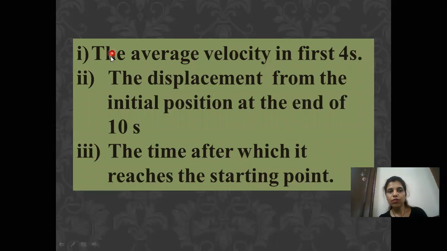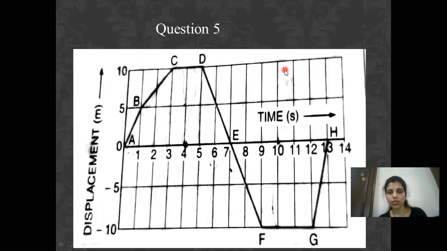If you see, the first question says the average velocity in the first 4 seconds. So the first 4 seconds means from 0, it will start, first 4 seconds, okay, till here. So 0 to 1, first second, second, third, and fourth, means 0 to 4. If you see from 0, the displacement is 0, because the y-axis is representing displacement.